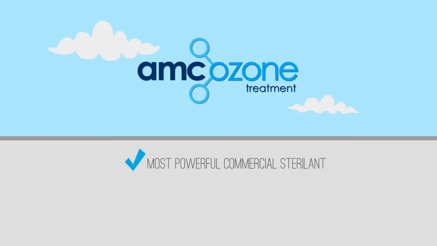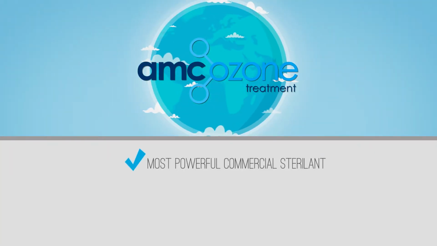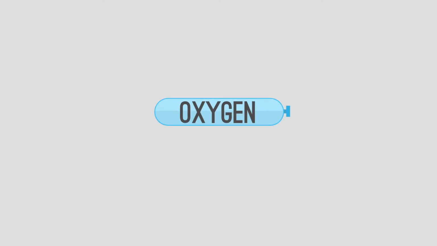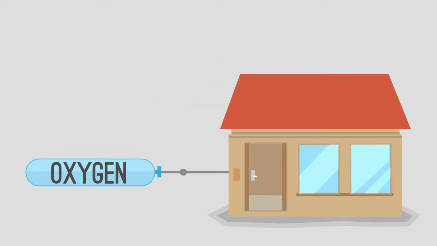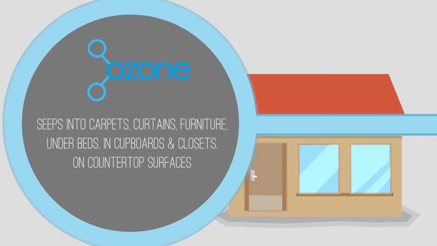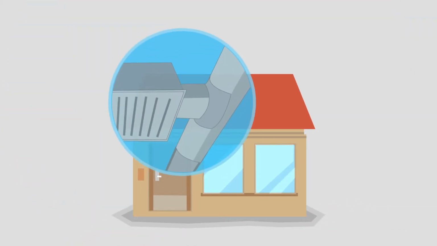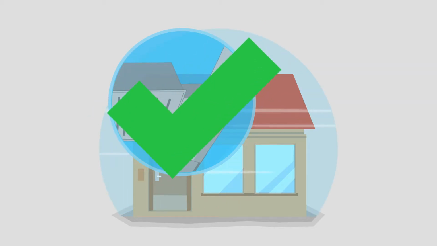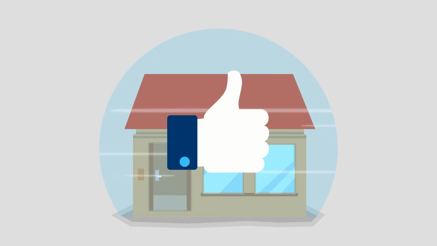Ozone is the most powerful commercial sterilant on the planet, 3,000 times stronger than chlorine and completely natural and safe. We create ozone on-site by charging oxygen with high voltage and then pumping it through your unoccupied home. The ozone seeps into carpets, curtains, furniture, under beds, in cupboards and closets, on countertop surfaces, and into all corners of the home. Places like air conditioning ducts are missed with traditional chemical fogging, but ozone gets through your entire home, ensuring the best result.